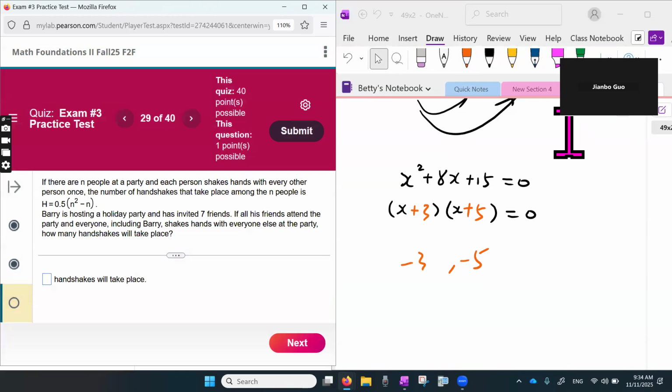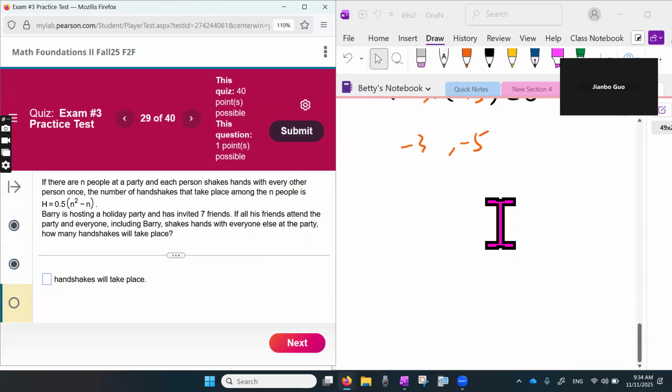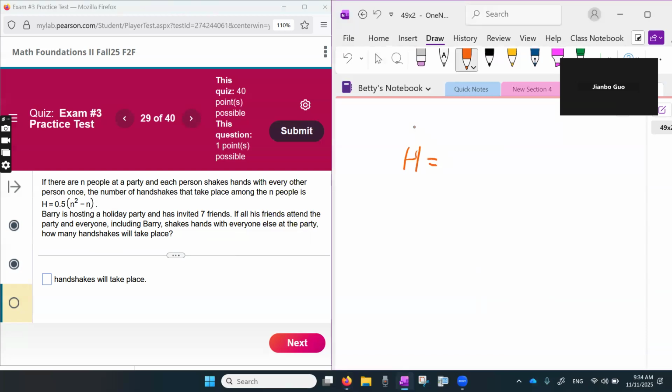Question number 29. This is a lot of words, right? Let's read it. If there are n people, okay, this is an application problem. If there are n people at a party and each person shakes hands with every other person once, the number of handshakes that take place among the n people is half times n squared minus n. So if you have a probability background, you would understand why the number of handshakes is half n squared minus n, right? It's a combination actually. But we don't have to know that.